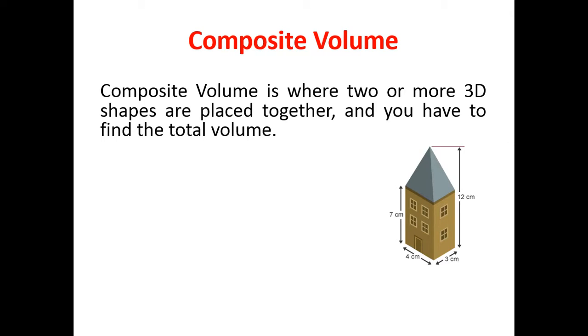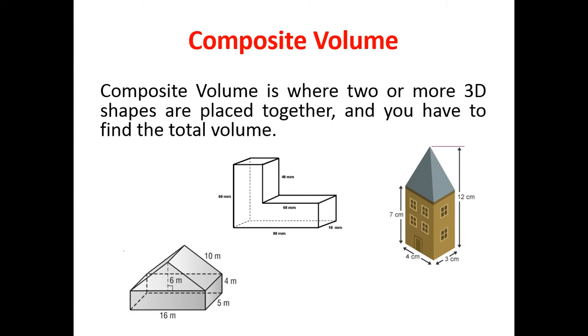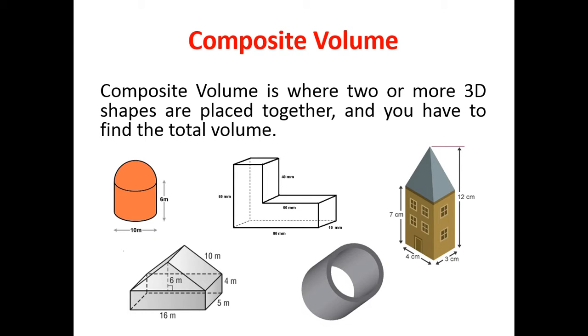We could have this house, which is just a cuboid, and on the roof is a rectangle-based pyramid. We could have this type of house, which on the bottom is a cuboid, and on the top, the roof this time is a triangle prism. We might just have a couple of cuboids stuck on top of each other, or we could have a cylinder and on top is a half of a sphere or hemisphere, or we could have this funny shape, which is two cylinders, a small cylinder cut out from a large cylinder.